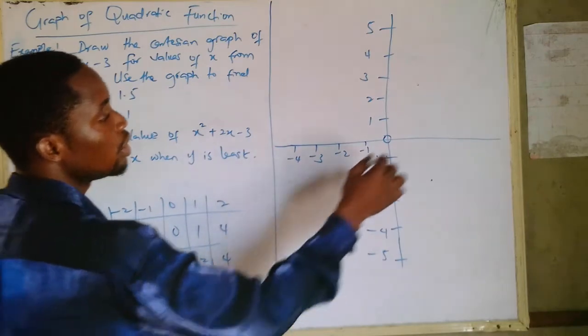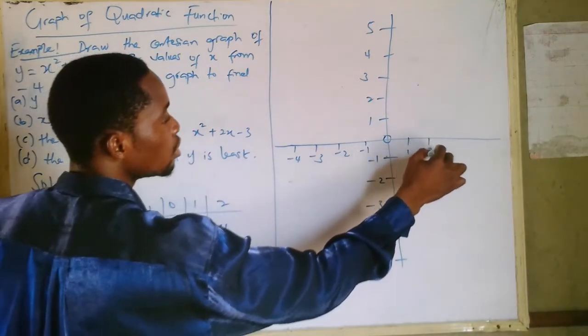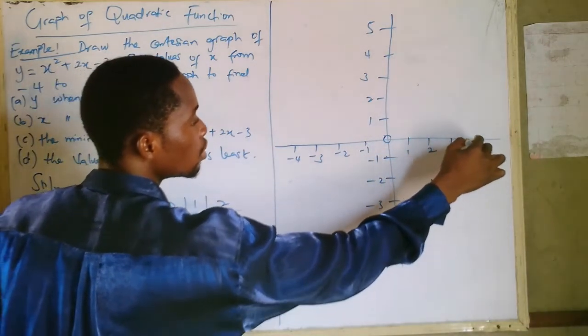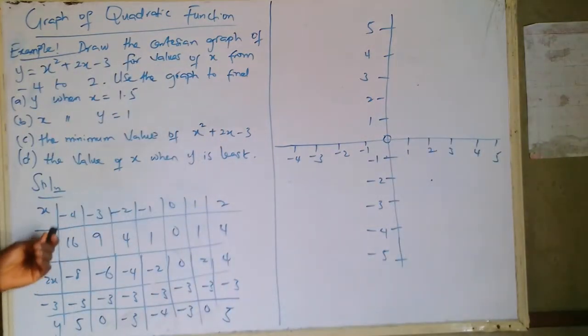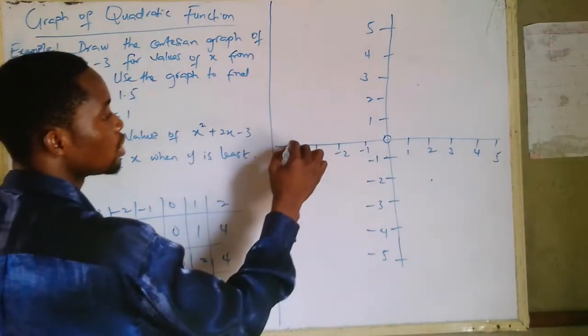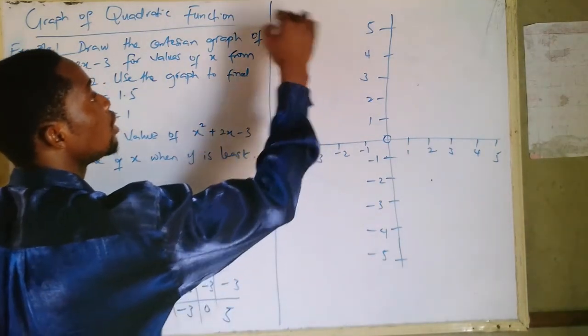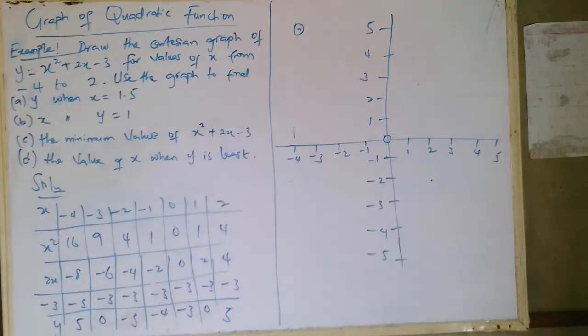You know, and so on. In this case, I'm also going to use one unit, like that. Now, then we'll start plotting. You take your x, you take your y, and plot. Minus 4 to 5. Minus 4 to 5. That's this point.